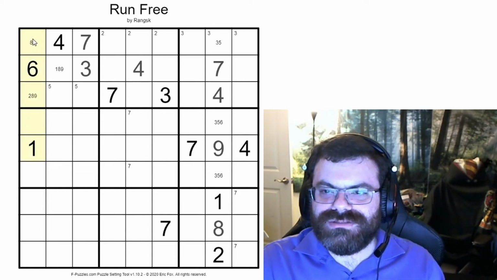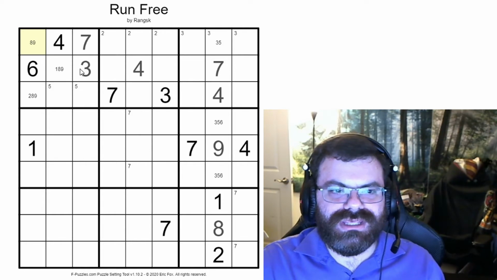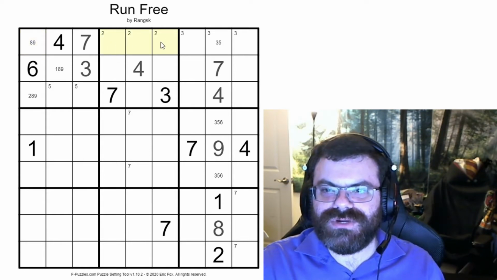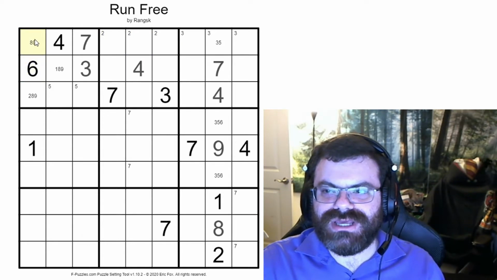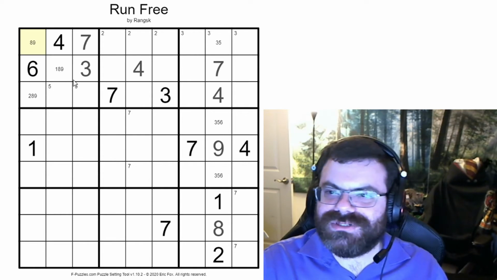Can't be 1 because of the column. Can't be 2 because of our corner marks here. And can't be 5 because of the 6. So that's 8 or 9. And if we could get rid of the 8 or 9 candidate, that would certainly help us.